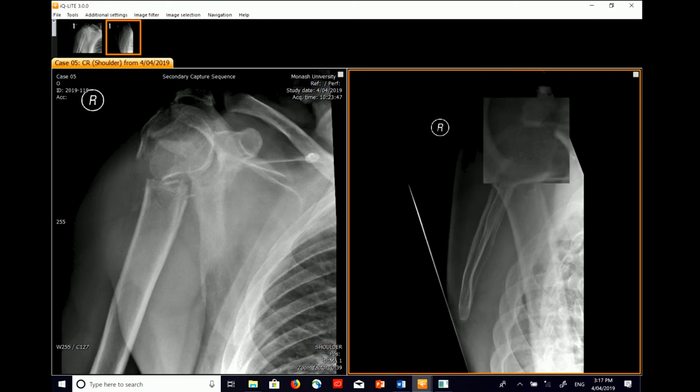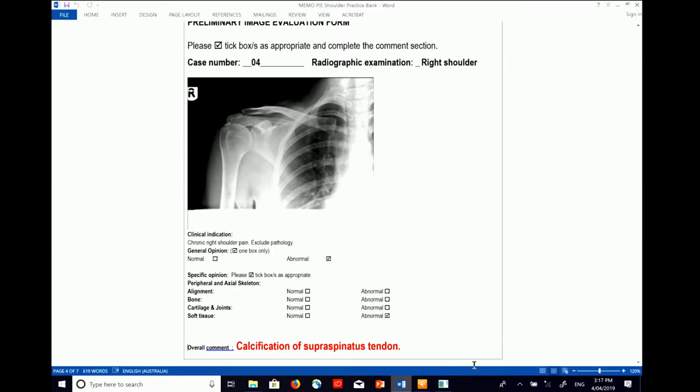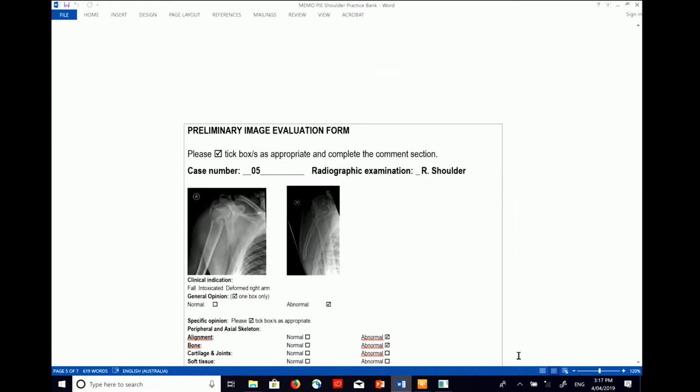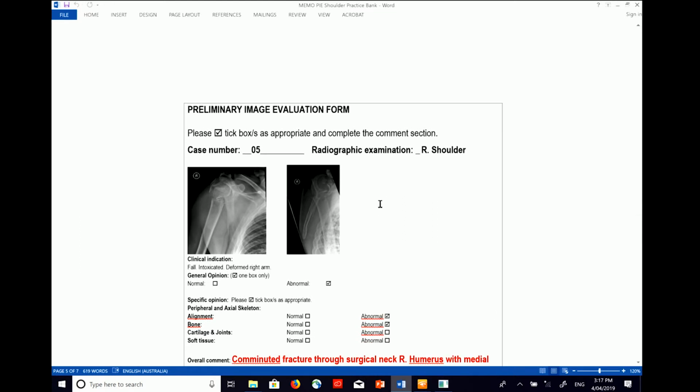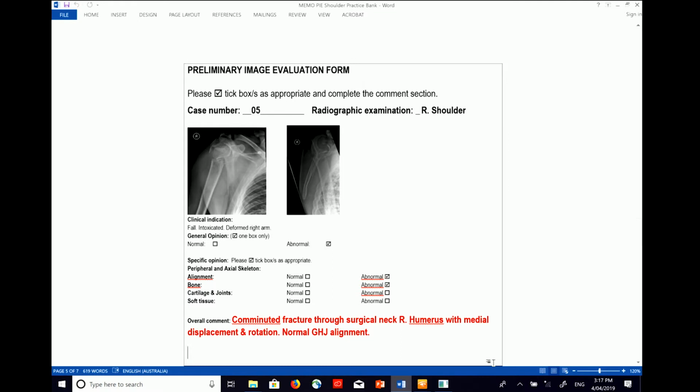However, when we look at where the humeral head is placed, it's still within normal alignment. So then overall for this case, it's abnormal. Because of the rotation and medial displacement, the alignment is abnormal, and of course the bone is also abnormal. Your overall comment should be that there is a comminuted fracture through the surgical neck of the right humerus with medial displacement and rotation. However, the glenohumeral joint alignment is normal.